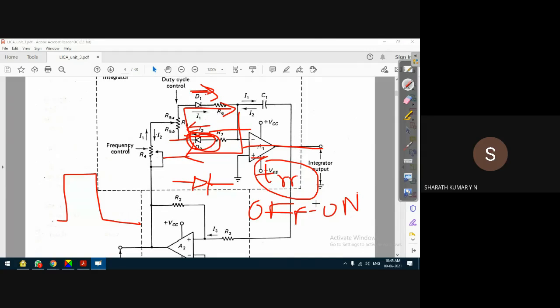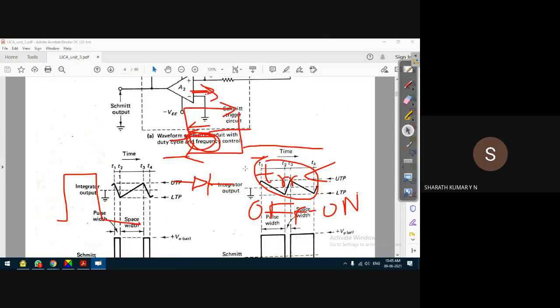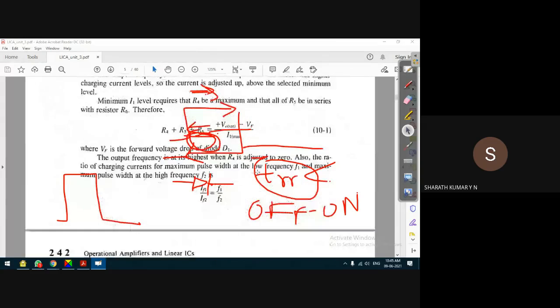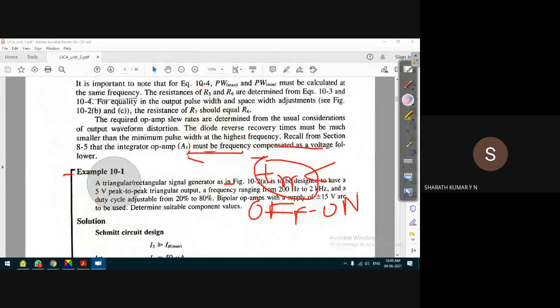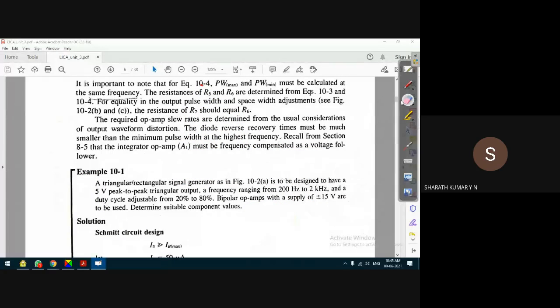By what factor? This time period TRR should be less than minimum pulse width. Please observe this statement here. So this reverse recovery time should be smaller than the least duty cycle. So reverse recovery time must be much smaller than the minimum pulse width, that is TRR should be much smaller than PW minimum, pulse width minimum, at the highest frequency.